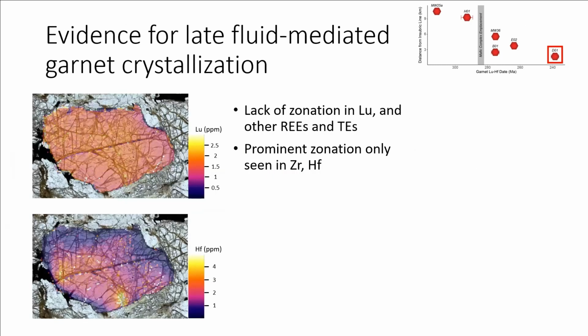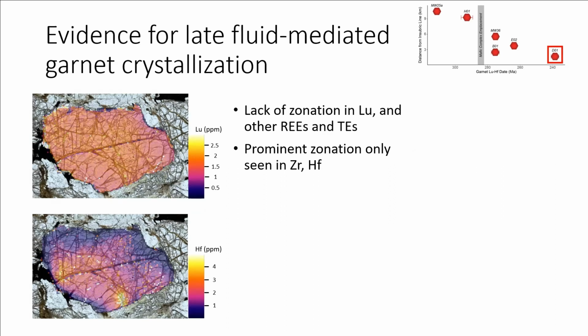Finally, our deepest sample shows evidence for late fluid-mediated garnet crystallization. The top laser ablation map is a lutetium map from this sample. You can see there's a lack of zonation in lutetium, and we see that in other rare earth elements and almost every trace element as well, apart from zirconium and hafnium.